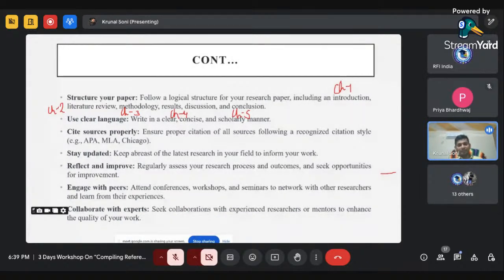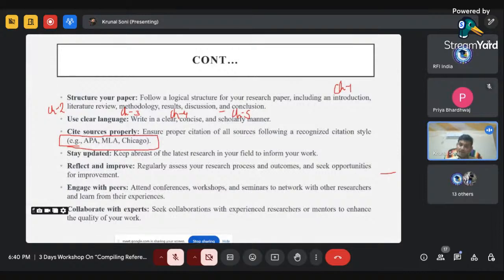Use clear language, in the sense that the language should be clear, precise, and scholarly. Whatever language you are using in research, it should not have too many jargons; it should be clear, precise, and consistent. And always cite your references in the reference style preferred by the university or journal in which you are trying to publish your research work. If you are focusing on journals, you have to download the author's guidelines from the journal, and through that pick up the reference style.